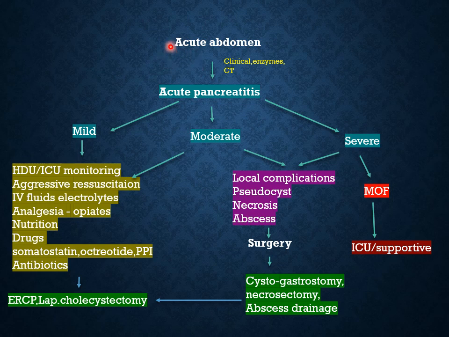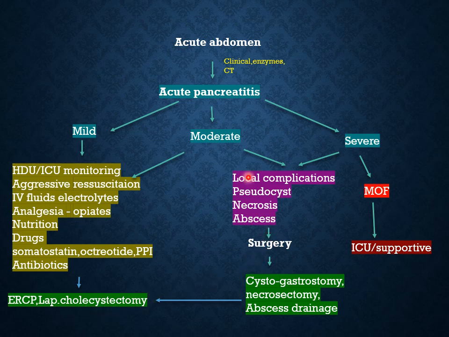Okay, this is the algorithm for the management of acute abdomen, especially in a patient with acute pancreatitis. When a patient comes with severe abdominal pain and clinical findings, enzymes and CT scan confirm acute pancreatitis, it can be mild, moderate, or severe. Classify the patient. Mild patients: observe the patient in ICU, aggressive resuscitation with fluids, analgesics, nutrition, and maybe drugs and antibiotics. If the patient improves, subject him to an early ERCP and laparoscopic cholecystectomy.